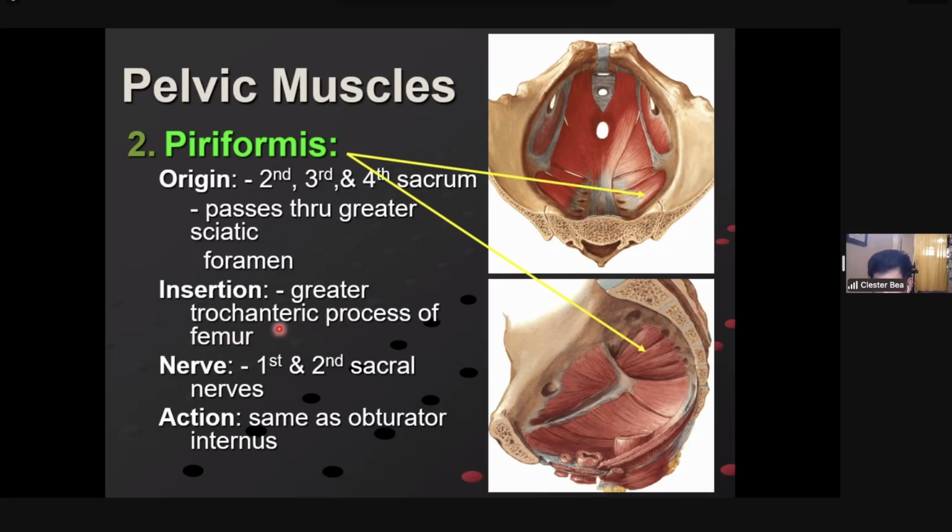So similar to the insertion of the obturator internus, but as you know, the greater trochanter is a big prominence. So you have one point of insertion on the greater trochanter for the obturator internus, and another point of insertion for the piriformis. They share the greater trochanter but have different specific locations. Innervation of the piriformis is from the first to the second sacral nerve, and because of its similar point of insertion, the action would be similar to the obturator internus muscle. All right.